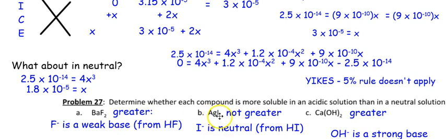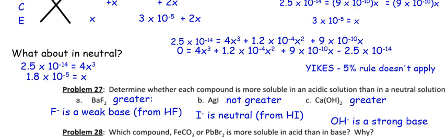What about silver iodide? Well, iodide is a neutral from the big 6. Silver is not acidic either, but it doesn't make any difference, if it's in an acid, it's not going to change anything. So you're not going to be any better off. So calcium hydroxide is going to be greater because hydroxide is a strong base.